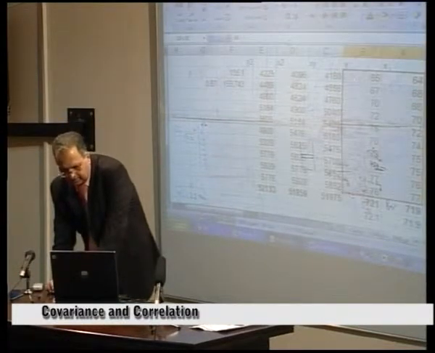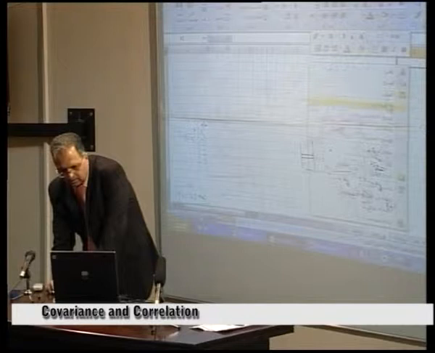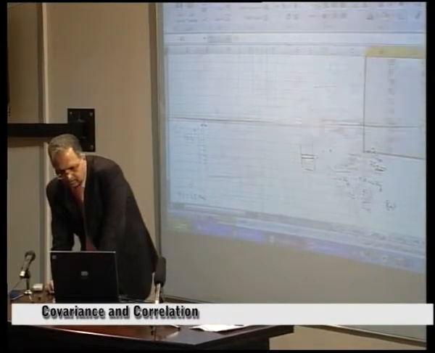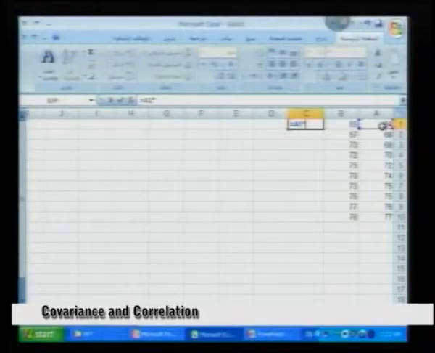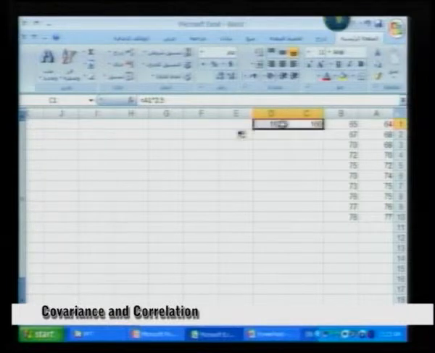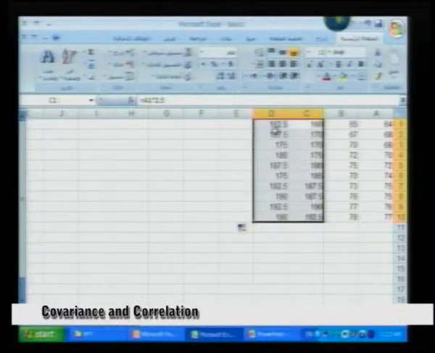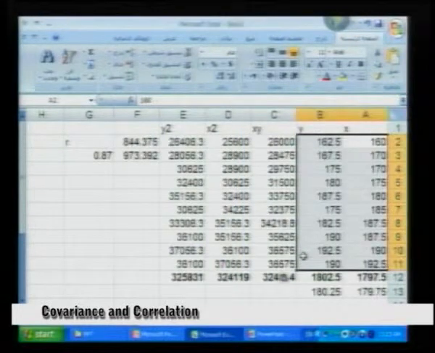Now this is the data we have. I just make a copy. I will multiply each value of x by 2.5, and I will do the same for the y values. I will replace this data by the new one. For sure the computations here will change, but R stays the same.